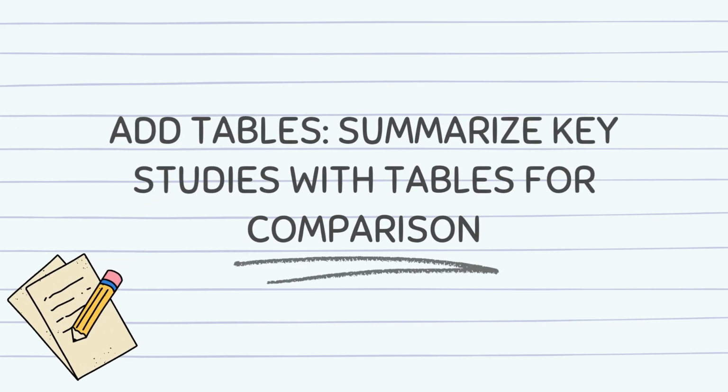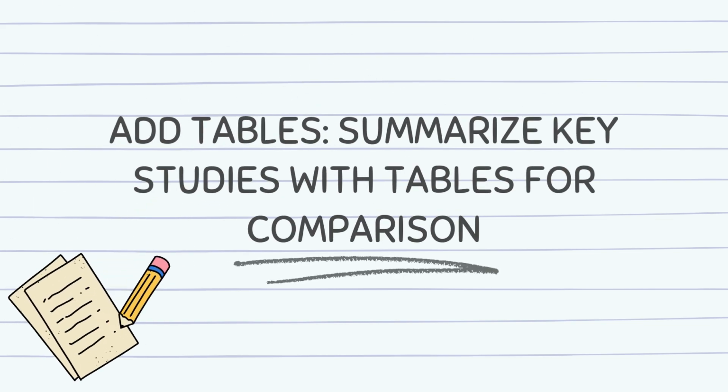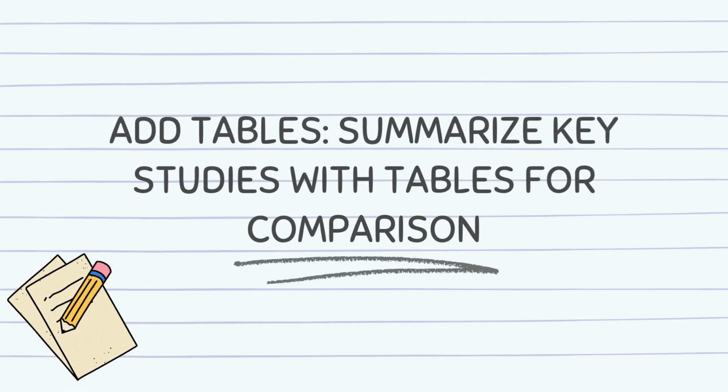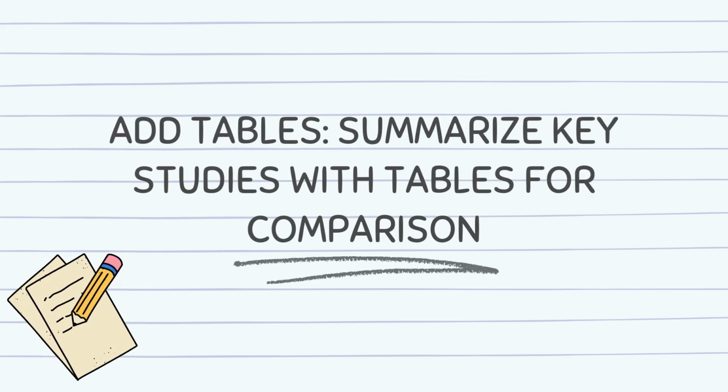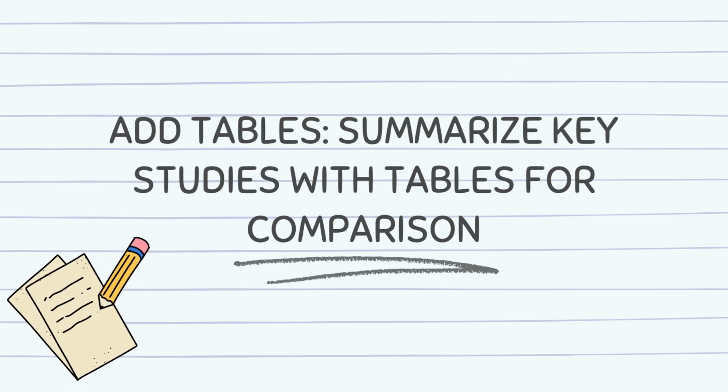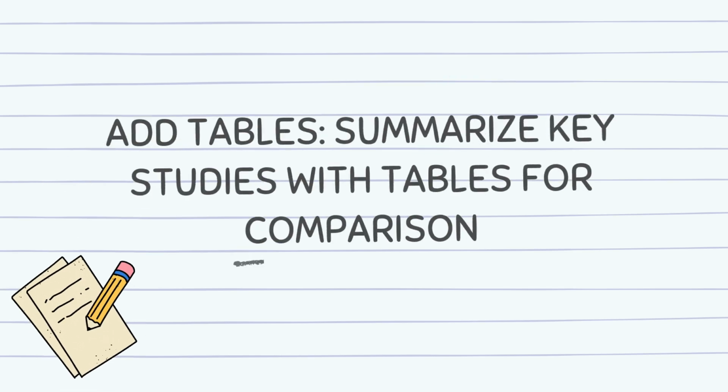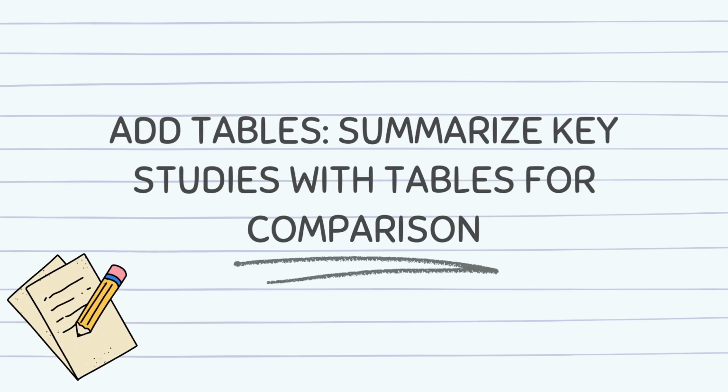Why use tables to summarize studies? Manually describing multiple studies in long paragraphs can be overwhelming and difficult to follow. Using tables in Chapter 2 offers several benefits: clarity and organization. Tables neatly categorize information, making it easier to understand. Quick comparisons. Readers can easily compare research findings, methodologies, and conclusions.